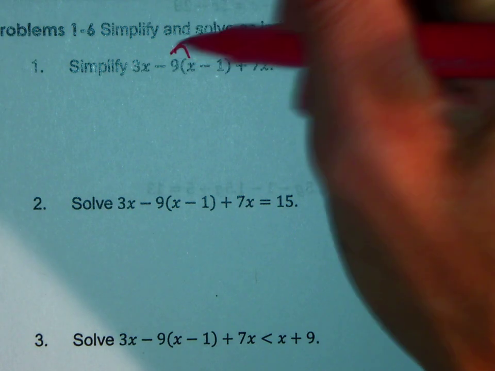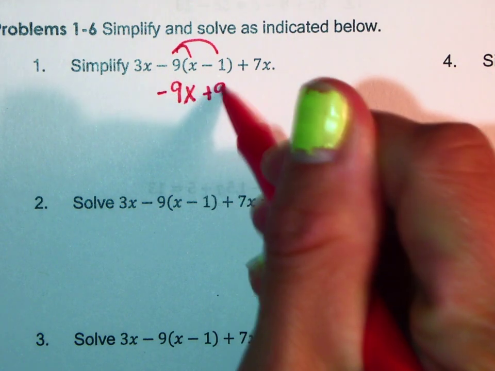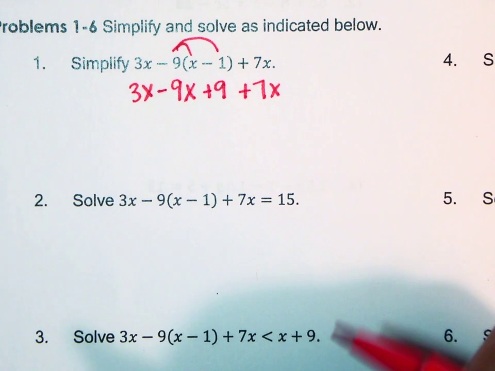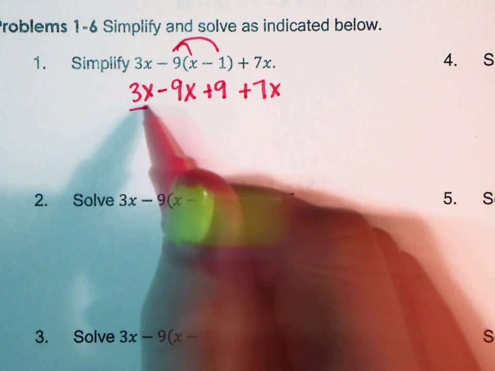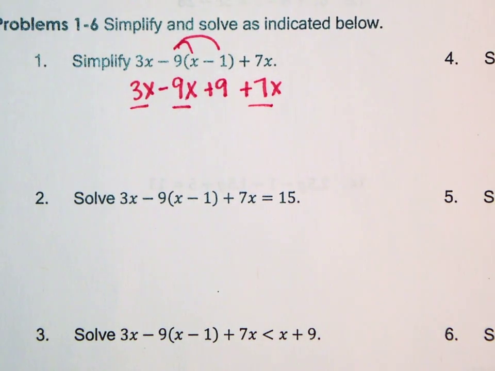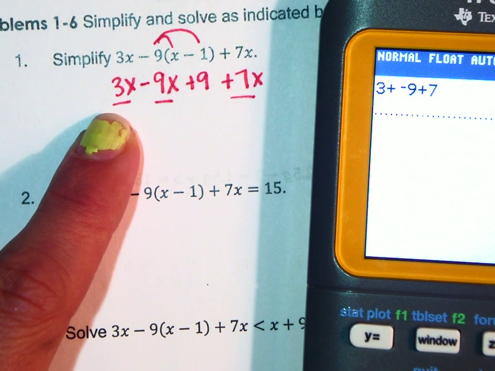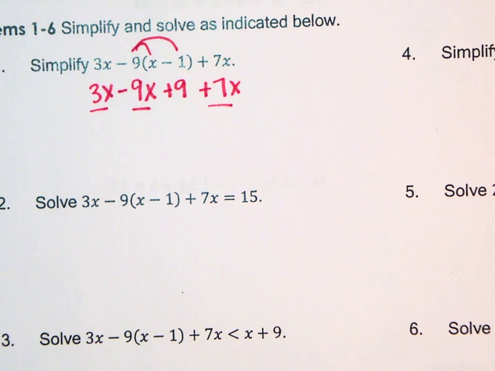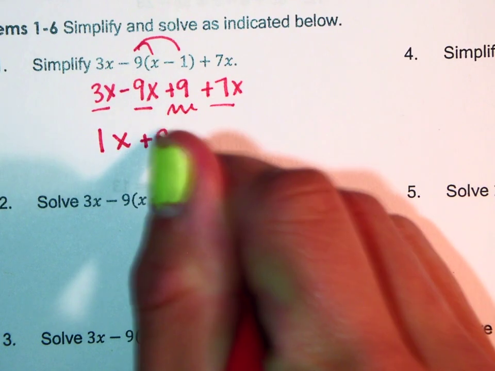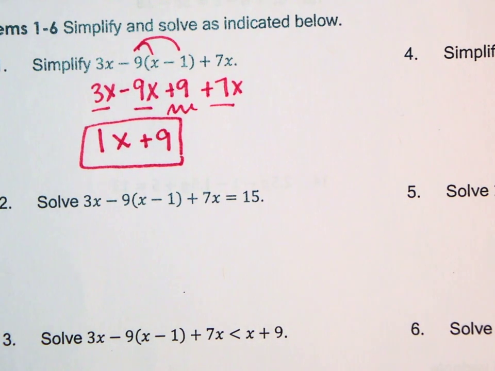So I'm going to distribute the negative 9 to both of those guys. So that's going to be negative 9x plus 9. Drop down the 7x, drop down the 3x. And then you're going to combine like terms, so then I can combine all of my x's. So in your calculator, you are going to type in 3 plus negative 9 plus 7, and that's going to give you 1. And so you have 1x, and there's nothing to combine with the 9, so I'm going to drop down the 9. Don't try to add in any equal signs or do anything funny like that.